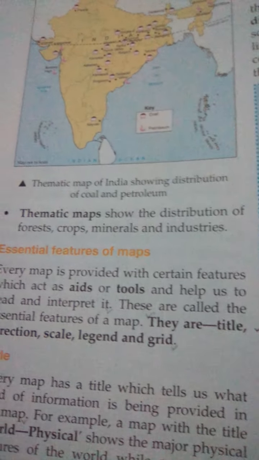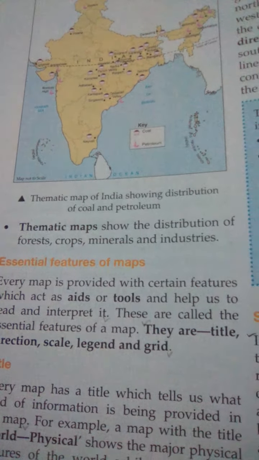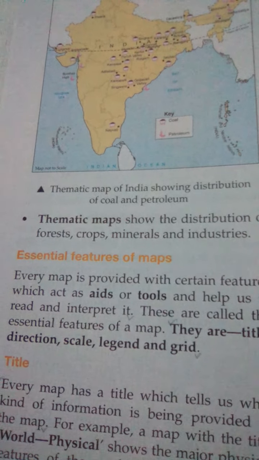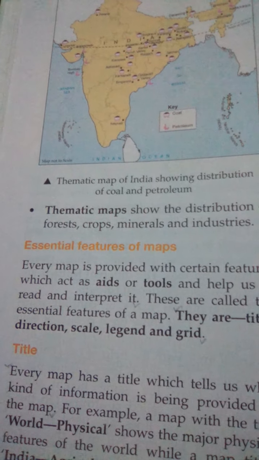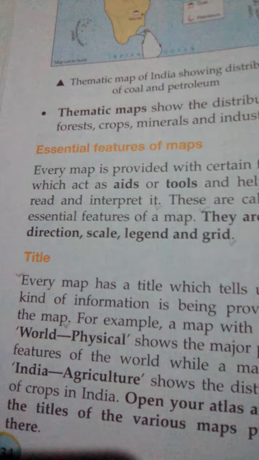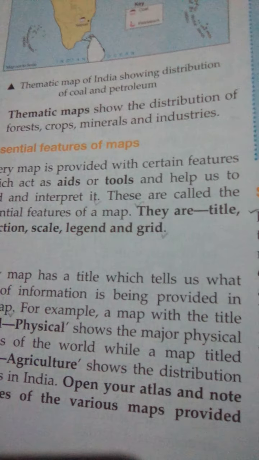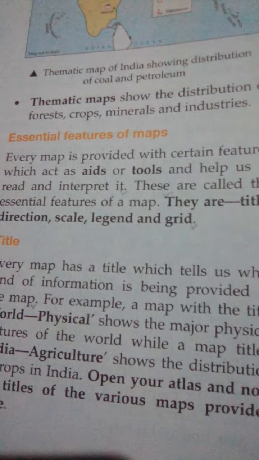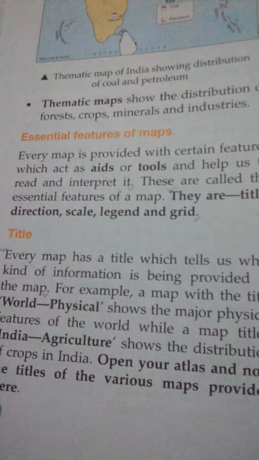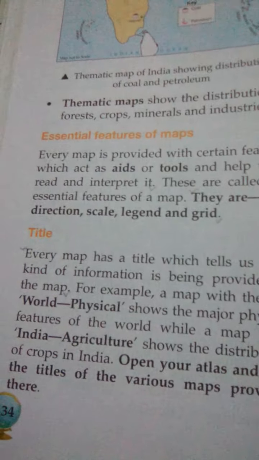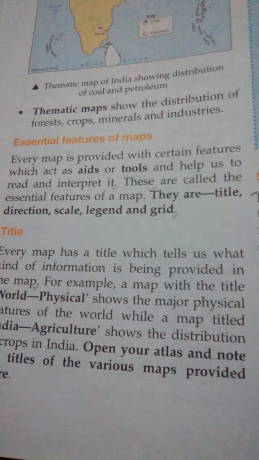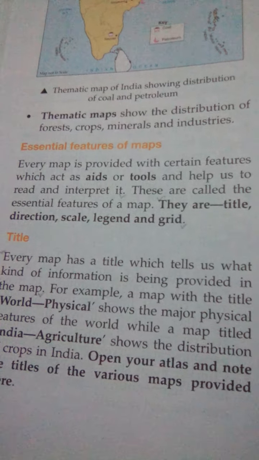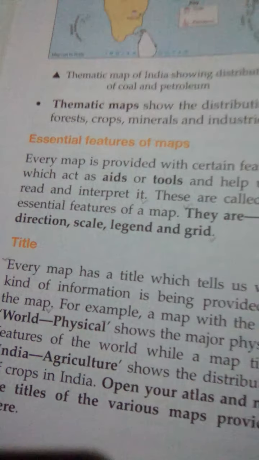Now, every map is provided with certain features which act as tools and help us to read and interpret it. Title: every map has a title which tells us what kind of information is being provided in this map. For example, a map with the title World Physical shows the major physical features of the world, while a map titled Indian Agriculture shows the distribution of crops in India.